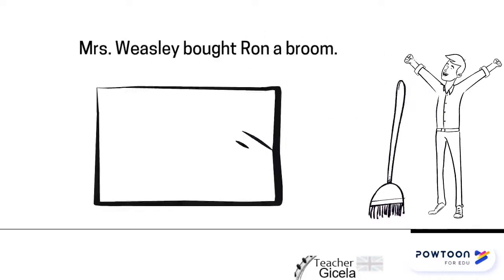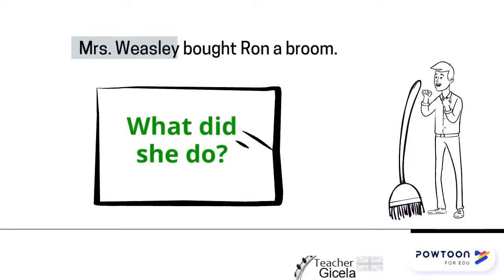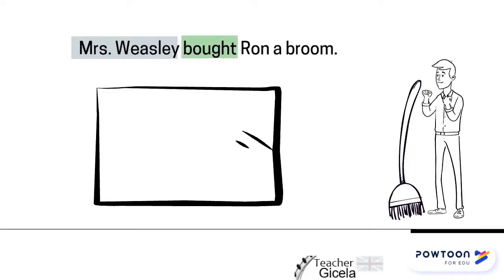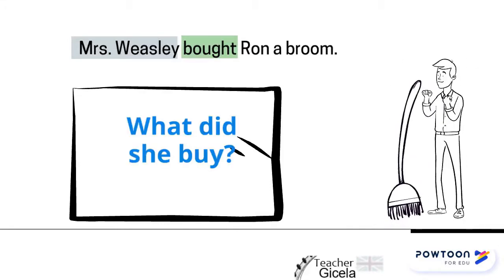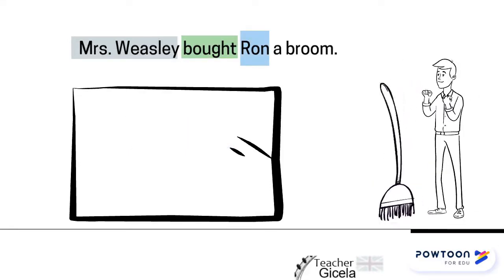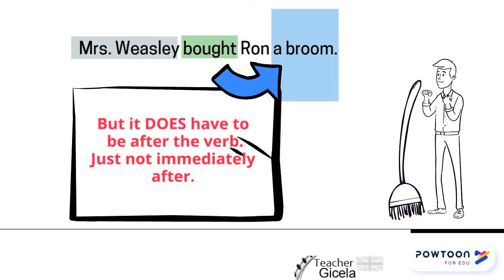Mrs. Weasley bought Ron a broom. Subject, Mrs. Weasley. What did she do? She bought something. What did she buy? Did she buy Ron or did she buy a broom? Exactly, a broom. So you can see that the direct object doesn't always go right after the verb. That's why you have to read carefully.